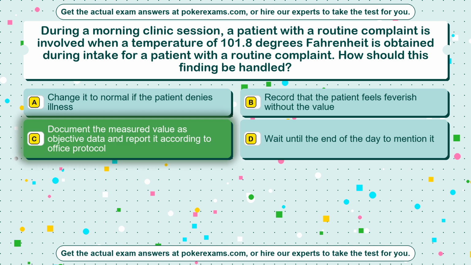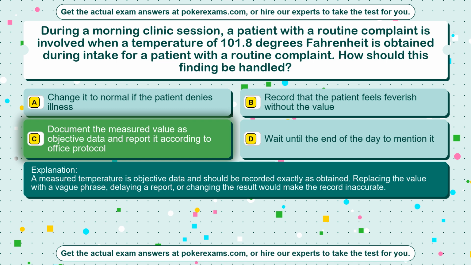The correct answer is option C. Document the measured value as objective data and report it according to office protocol. A measured temperature is objective data and should be recorded exactly as obtained. Replacing the value with a vague phrase, delaying a report, or changing the result would make the record inaccurate.